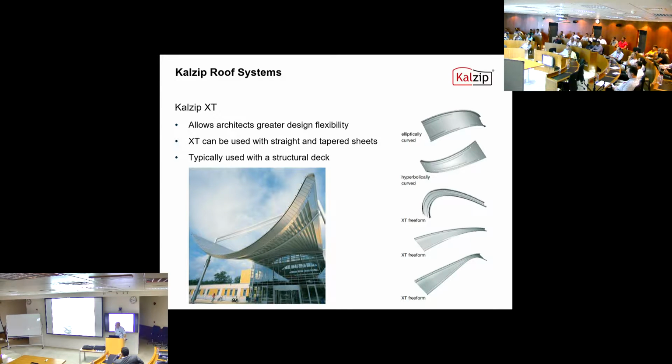This is our three-dimensional XT freeform sheets, complex geometry, so we can achieve quite complex shapes. So it allows architects greater design flexibility. We can mix and match the XT sheets with the standard Calzip profiles, again for cost benefits, so you can optimise the performance of the system. Usually it'll be installed on a structural deck. The structural deck gives us greater flexibility for fixing the clips in any orientation, any position.